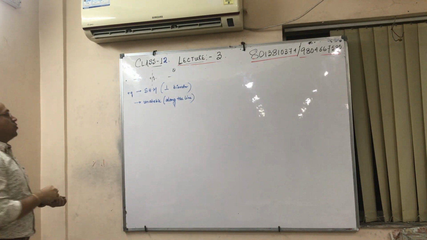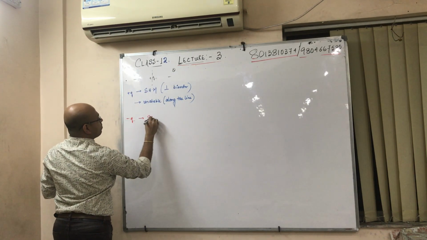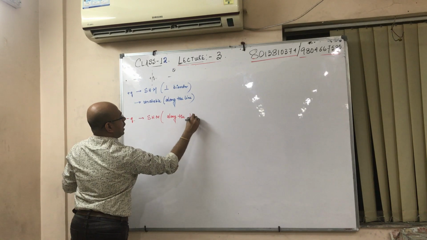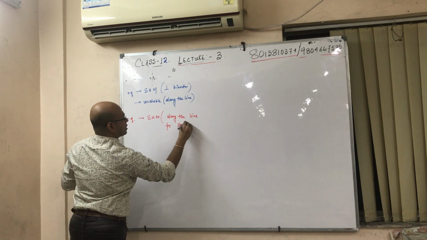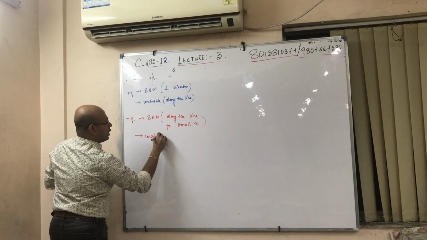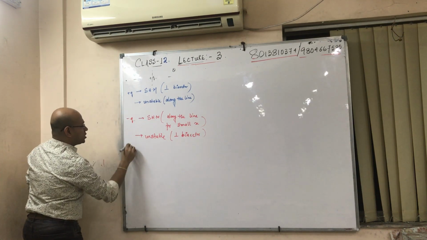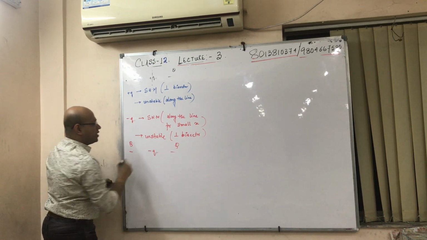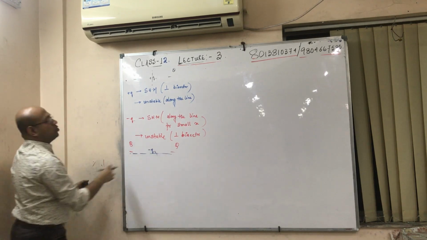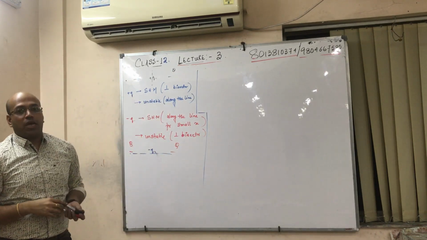If I put a minus q at the extremes and a minus q in the middle, then it will be SHM along the line for small x, that is, for small displacement, and it will be unstable along the perpendicular bisector. Which combination? Minus q at the extremes, minus q in the middle. We have all possible configurations.